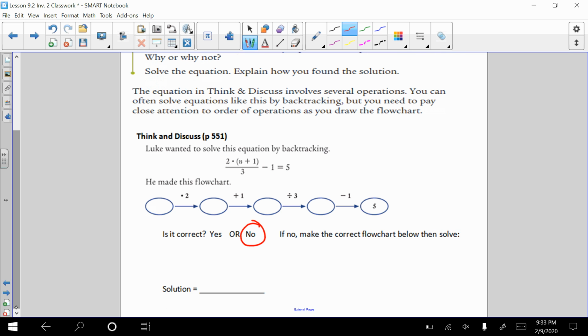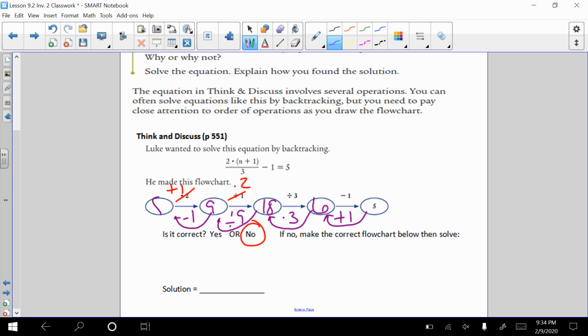He multiplied first. So if I had to change this to make it correct, I would take out that times 2, make that the plus 1, and then I would times by 2. The rest of it is correct. So if I'm going to solve, I'm going to backtrack it. Opposite of -1 is +1, which gets me to 6. The opposite of divide by 3 is times 3, which gets me to 18. The opposite of times 2 is divide by 2, which gets me to 9. And the opposite of +1 is -1, which gets me to 8.